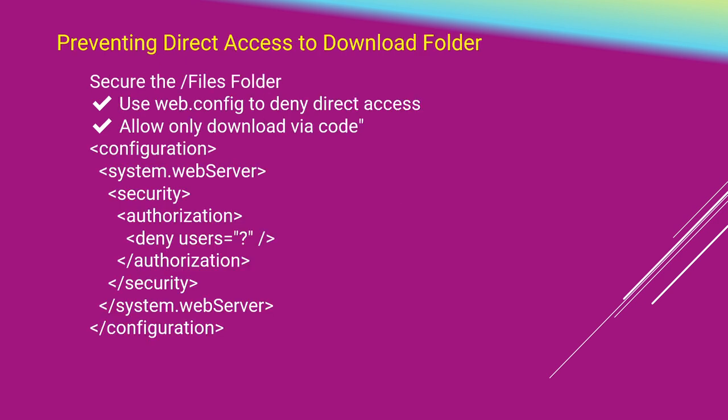To avoid users directly accessing files by typing the folder path, secure your /files directory with a web.config file, as in this example. This ensures downloads only happen through your code, not by direct URL access.